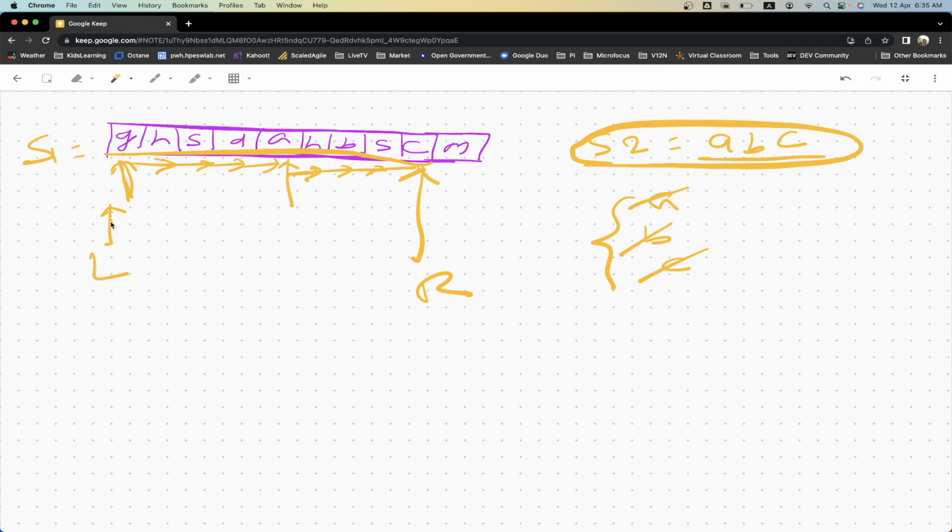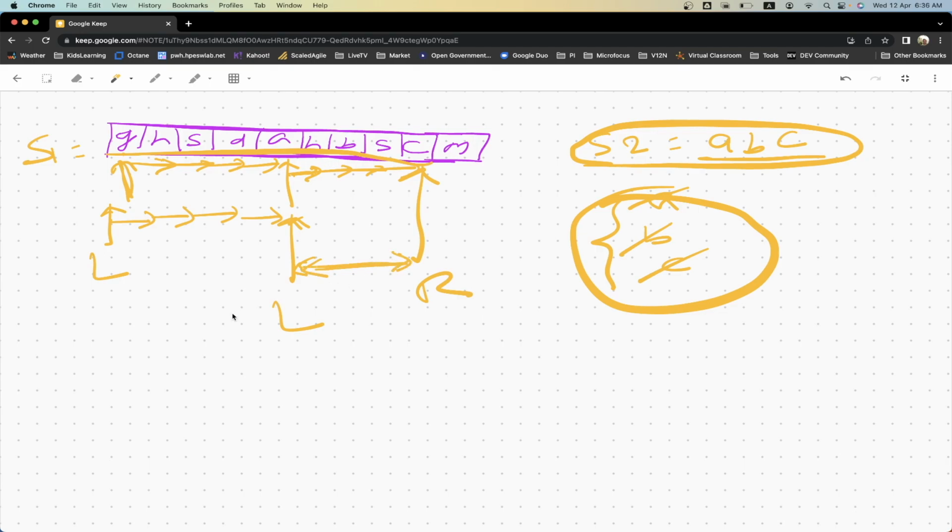G is there, H, S, D, A. Okay, yes. So I basically found one of the characters from the S2. So that's fine. So now I can say that this is my smallest window, right? It's an easy one. Okay, so this is a sort of overview of the sliding window.